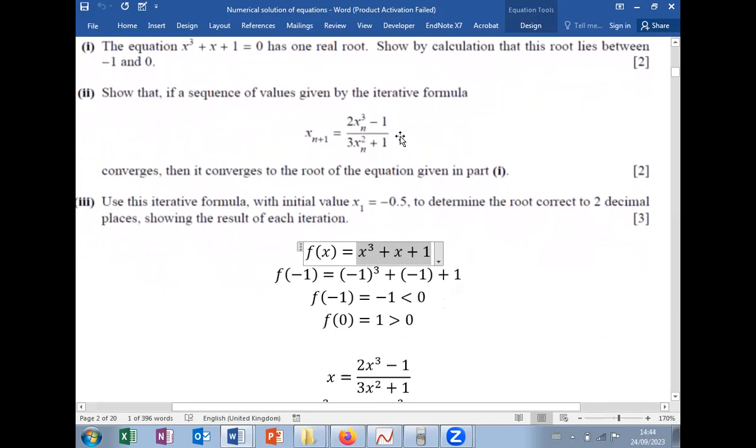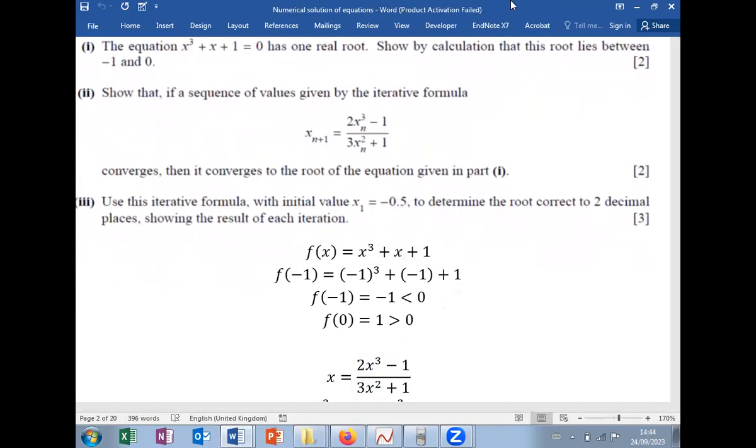Just forget about n plus 1 and n. Use it as x is equal to 2x cubed minus 1 upon 3x square plus 1. And simplify it and get this answer. You have to prove that this formula was derived from the same equation. No, you just cross multiply it. And I'm telling you, this is a formula and you manipulate it and show that this formula came from the same equation for which we proved that the root lies between -1 and 0.